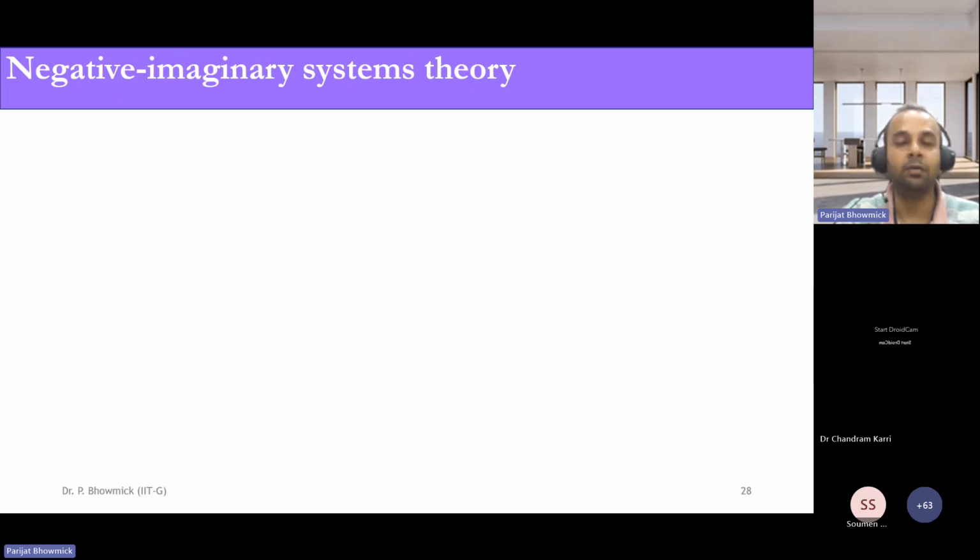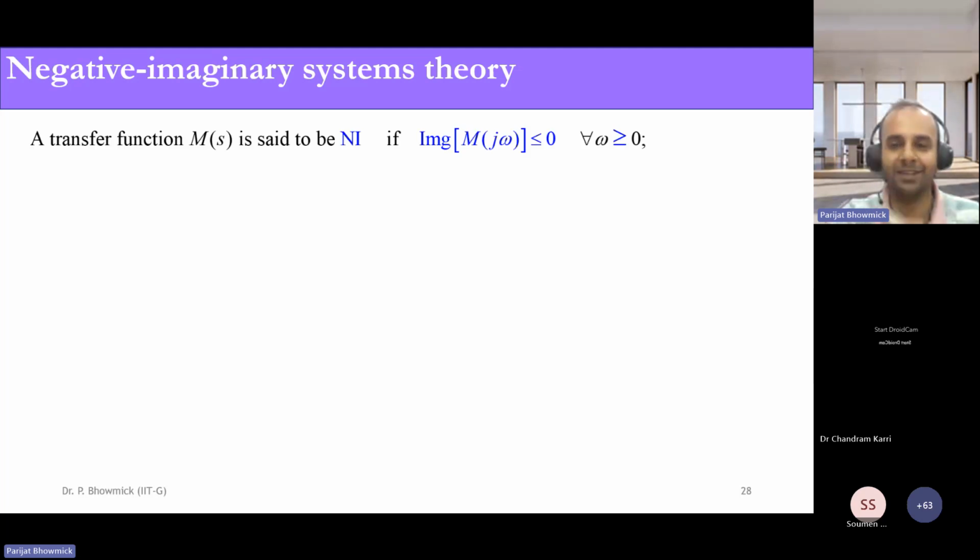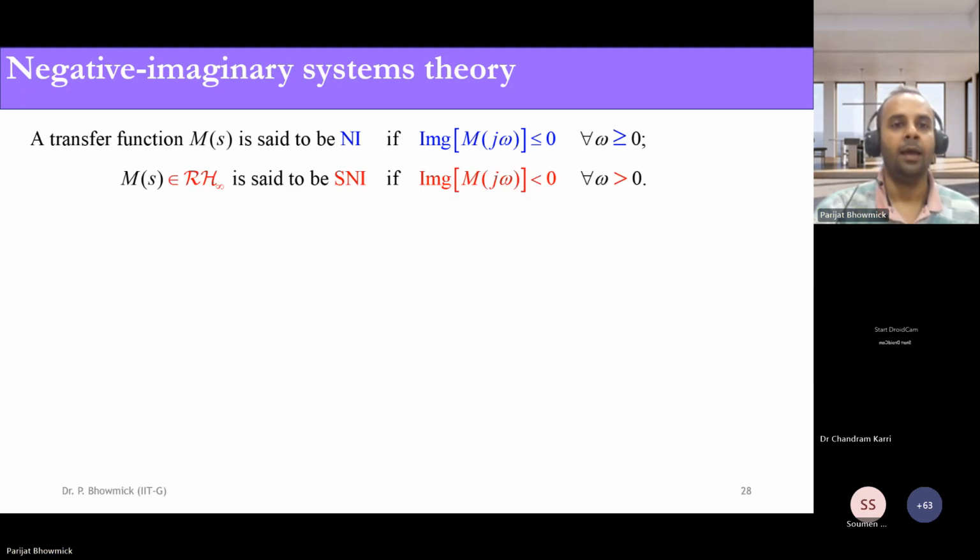Okay, but maybe you are saying that what the speaker is saying is not at all understandable. So let us see the definition, and then I will be explaining the concept with respect to many examples. Okay, so technically we can say a transfer function M(s) is said to be negative imaginary, in short NI, if its imaginary part is negative or even non-positive, because the zero value is also allowed, for all positive frequencies. And it is said to be a strictly negative imaginary system if the imaginary part is strictly negative for all strictly positive frequencies.